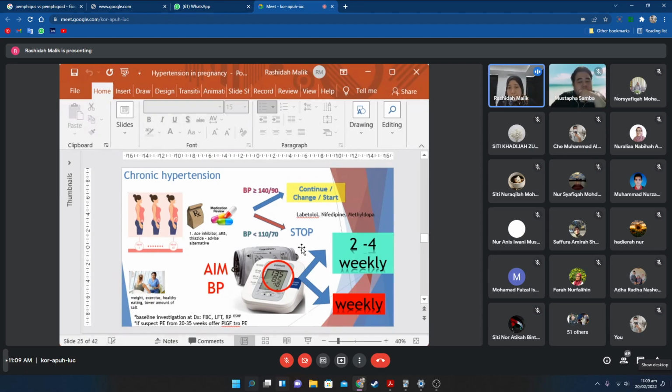So common sense, how do you monitor? If it's well controlled, you go for a slightly larger gap, 2 to 4 weekly. If it's less well controlled, you go for more frequent monitoring, weekly. It has also been suggested to take baseline investigations at diagnosis, and depending on the clinical picture, decide whether to repeat them or not. As I've mentioned before, in chronic hypertension, if you suspect preeclampsia from 20 to 35 weeks, you can offer the patient placental growth factor to rule out preeclampsia.